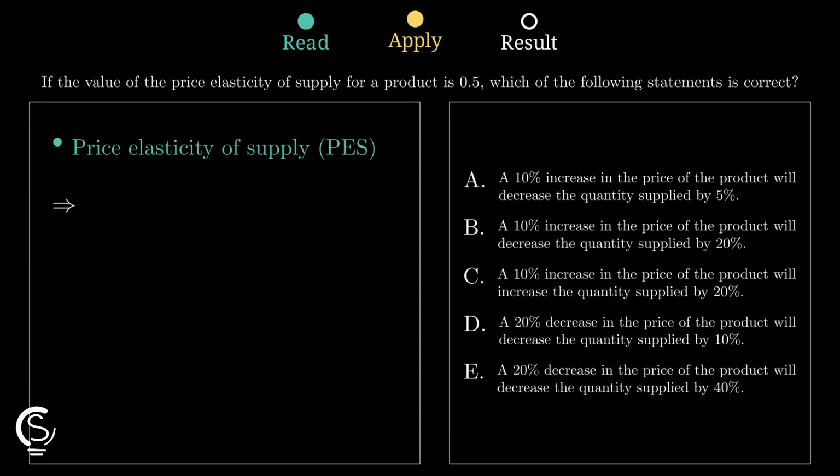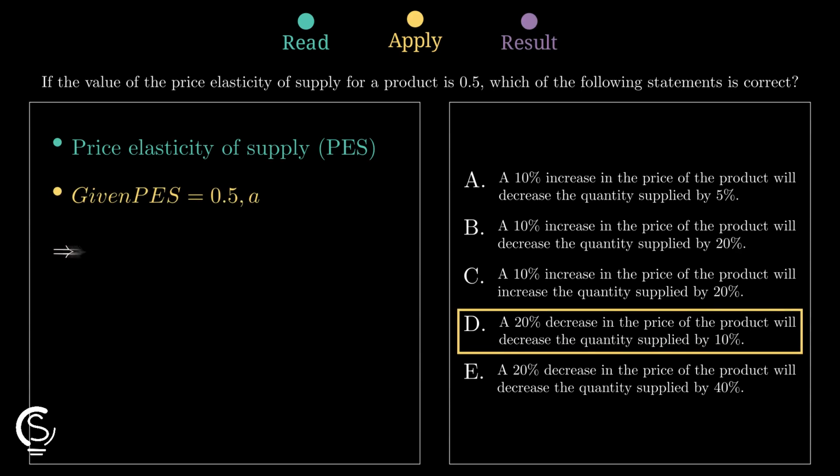If price drops 20%, we multiply 20 by 0.5 instead. That calculation gives a 10% change. Since supply moves with price, a price decrease means quantity also decreases. This confirms option D is correct.